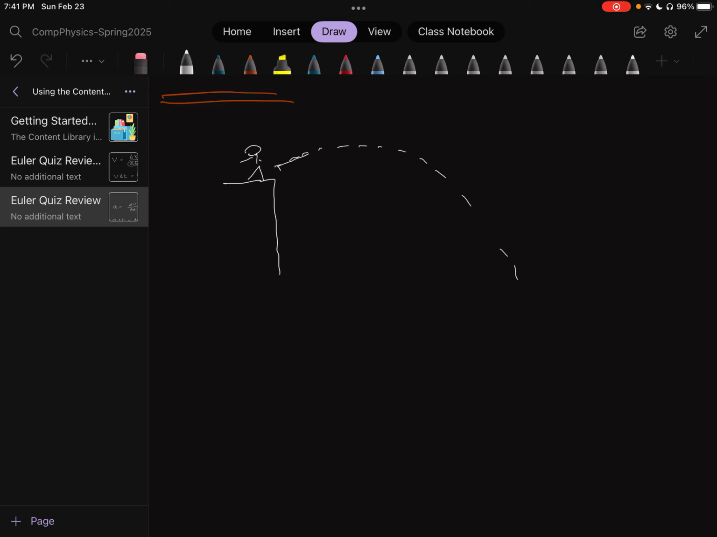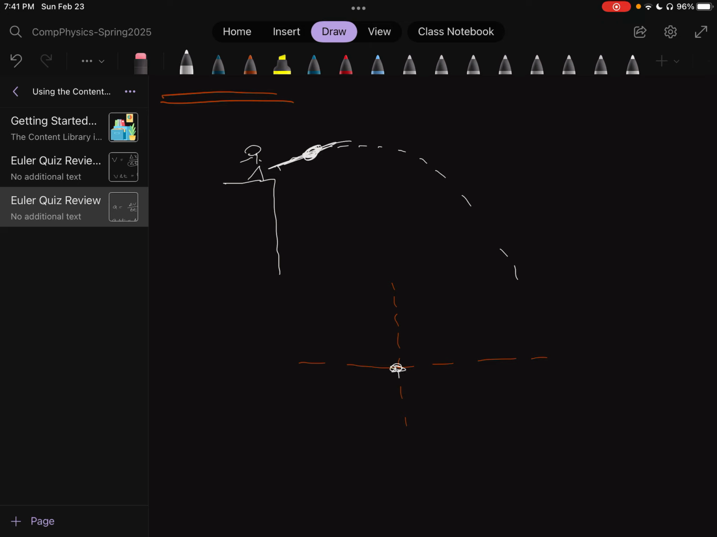So let's make that go a little bit higher. Let's look at the motion right in here, if the projectile is there. So we can look at a free body diagram. Put our coordinate axis in, just x and y, horizontal and vertical.